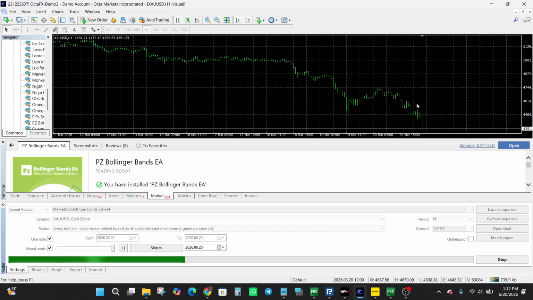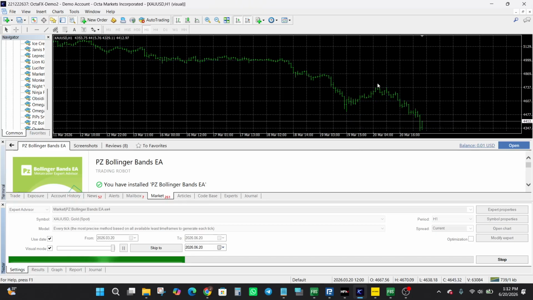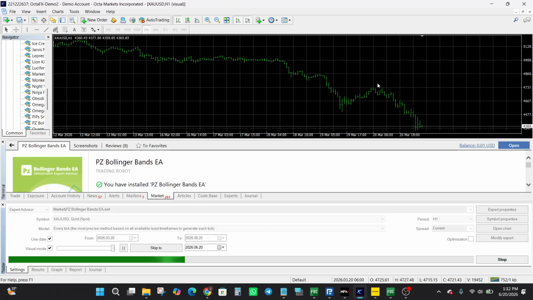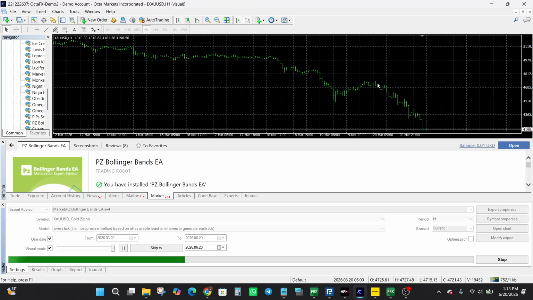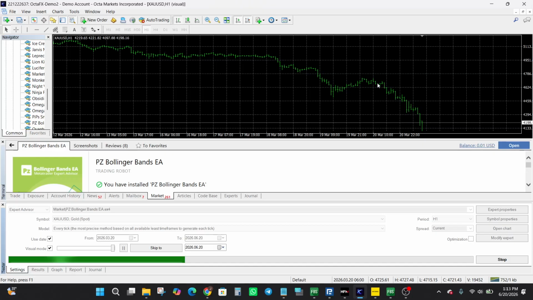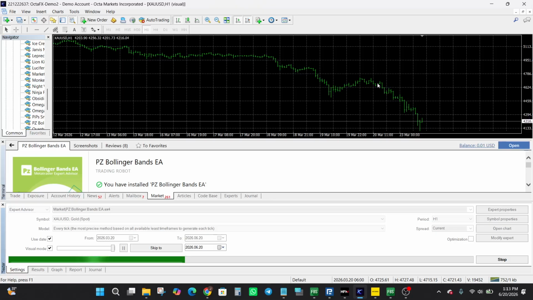So overall, the PZ Bollinger Bands EA stands out as a highly configurable MT4 trading tool centered around the Bollinger Bands indicator with multiple trading modes, extensive filtering options, and flexible position management controls. It offers traders plenty of room for customization. As always, I recommend performing your own testing and optimization before considering any live trading application.